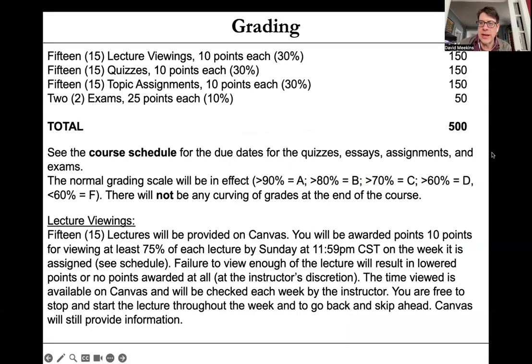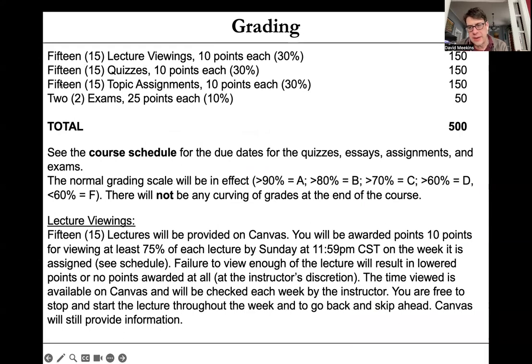So grading's very straightforward and, again, very regimented. There are 15 lectures in this course, one for each week. If you watch the lecture, you get 10 points. That's 150 points, 30% of your grade. Each week, there's also a quiz associated with each lecture. That's also 10 points, so there's 150 points from that.